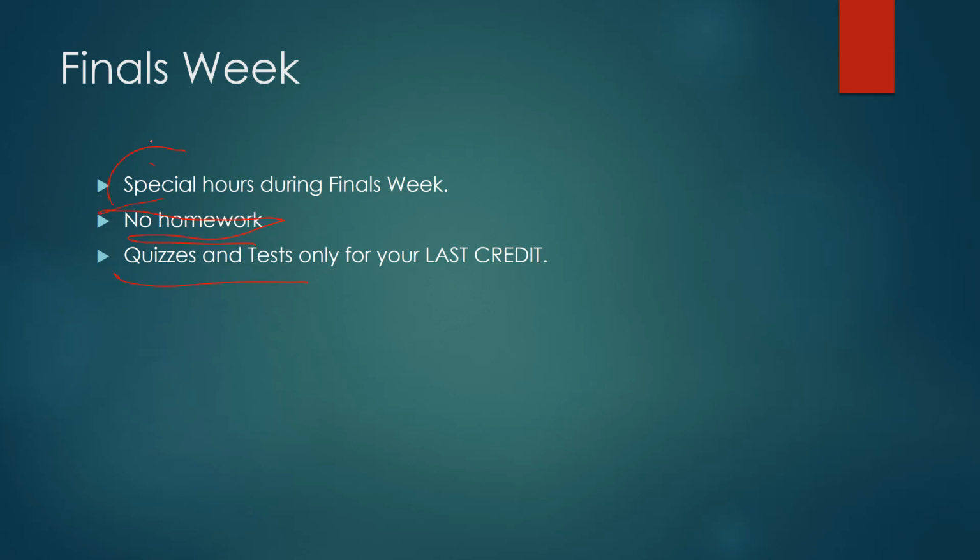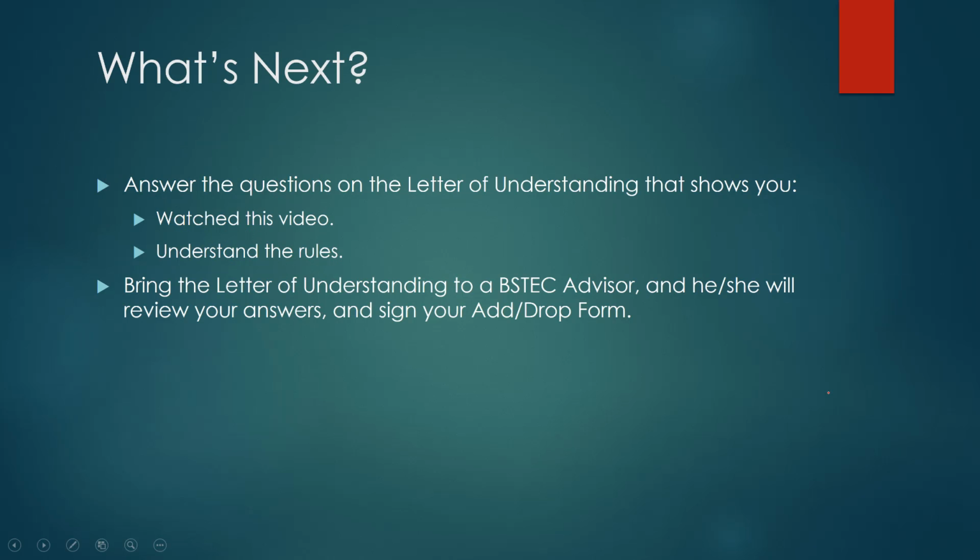Thank you for your time and for paying attention to this video. The next thing you need to do is complete the letter of understanding and answer the questions on it that show that you watched this video and that you understand what the rules are. Bring the letter of understanding to a BSTEC advisor, and they will go over your answers with you and make sure that everything is good. Then they will sign your add/drop form that will allow you to add classes and credits after the quarter has started.